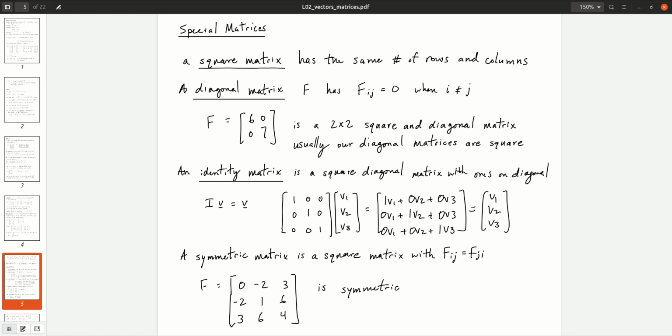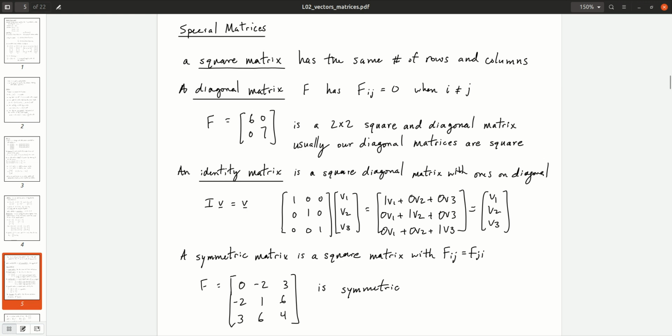A diagonal matrix is just a matrix whose elements are 0 when not along the diagonal. So what the diagonal means is like F11 is on the diagonal and F22 is on the diagonal. And I'll show you in a picture what that means in a second. So a diagonal matrix just means the only non-zero entries are along the diagonal of the matrix. So here's an example of a diagonal and square matrix.